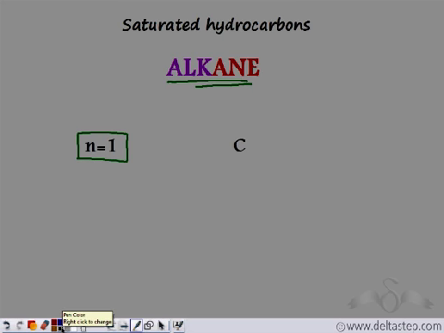Now to satisfy the octet rule, it forms 4 covalent bonds. And since we are talking of hydrocarbons, it's linked to hydrogen. So this is an alkane, that is a saturated hydrocarbon linked to the hydrogen atoms by a single bond. And this is the compound formed when N is equal to 1. That is, this is an alkane containing one carbon atom.